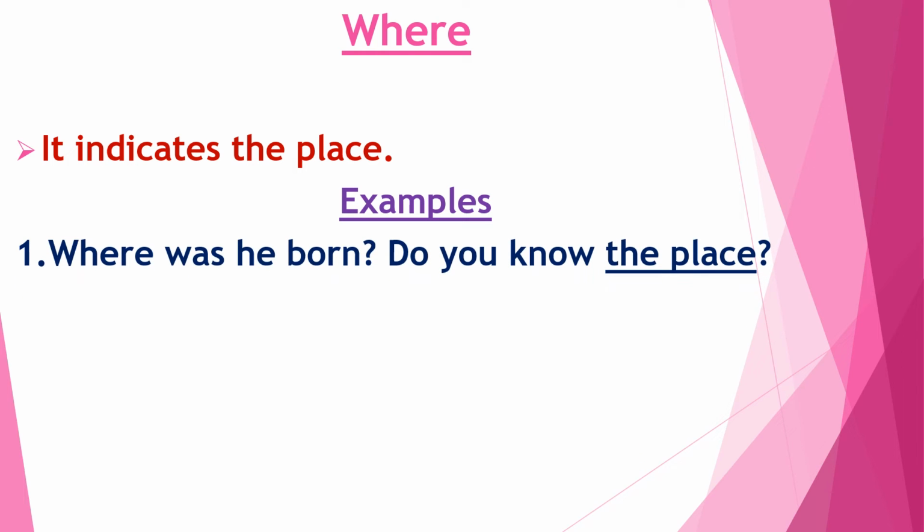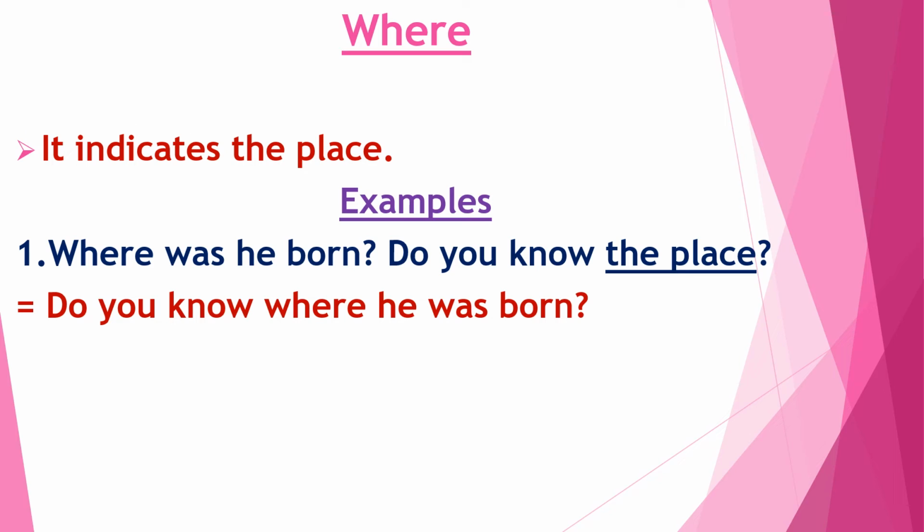The first example, where was he born? Do you know the place? Look at the second sentence. There you will find the word the place. That's why we can join these two sentences using where. So at first we use the second sentence, do you know? And we remove the word the place. Then we use joining word where. Then we use he was born. Okay, look at the structure, was he, but here we use he was. Subject verb, here verb subject, we need to use subject verb.